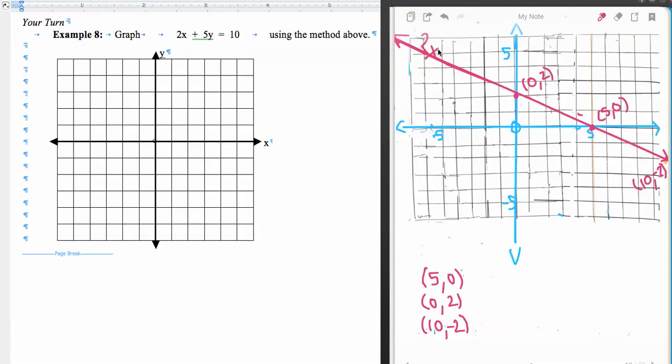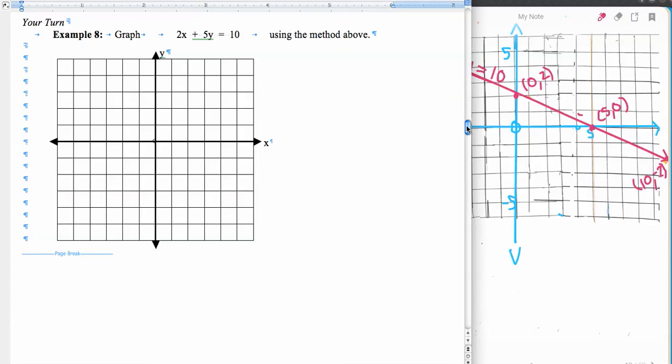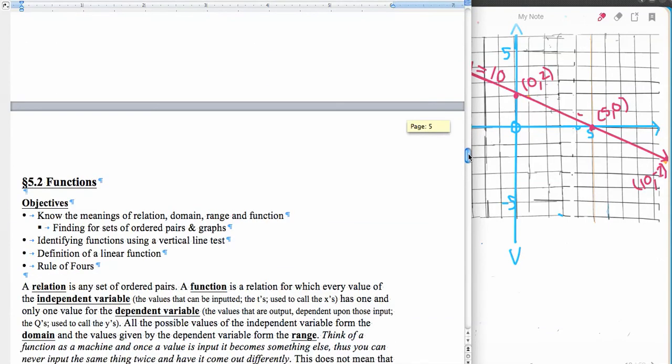And that's how you graph a linear equation in two variables by what I call the plug and chug method. In other words, finding three ordered pair solutions for the line. And having the x and y intercept as two of those ordered pair solutions just makes it that much easier.